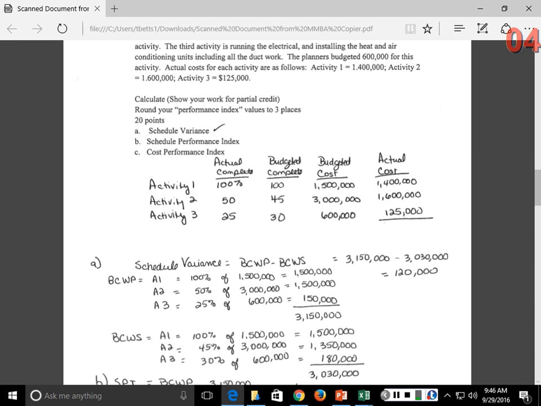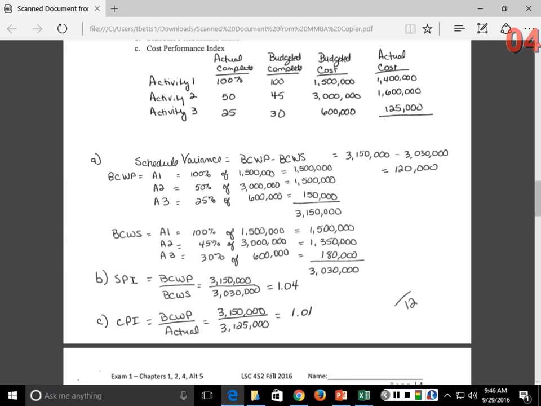And then for the schedule variance, I need to calculate budgeted cost of work performed. Budgeted cost of work performed comes from our actual percentages that we've completed, 100%, 50%, and 25% of the budgeted cost, so of 1.5, 3,000,000, and 600,000, and then I sum those up to get my 3,150,000 for budgeted cost of work performed. Budgeted cost of work scheduled, right, comes from what did we say we were going to complete, those percentages, times those budgeted costs, and that gives us 3,030,000. Okay, and so my schedule variance is those two subtracted from each other for 120,000.